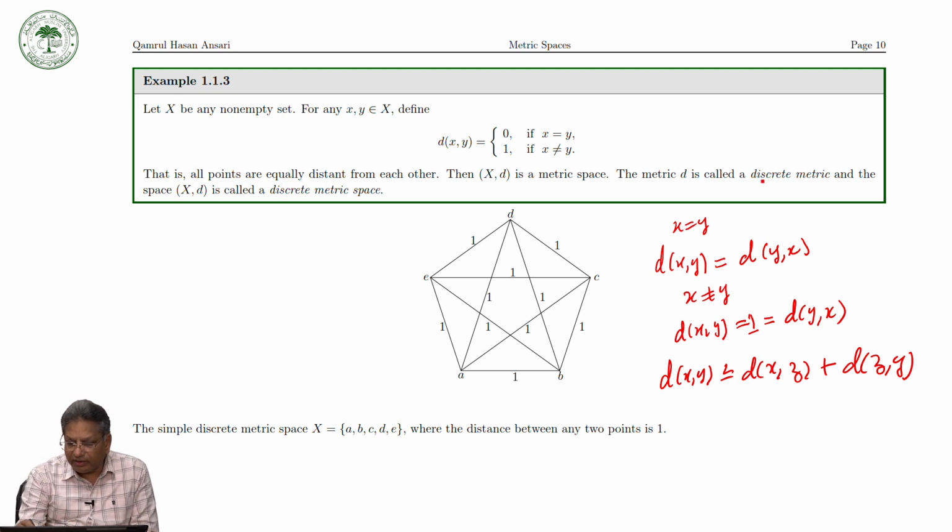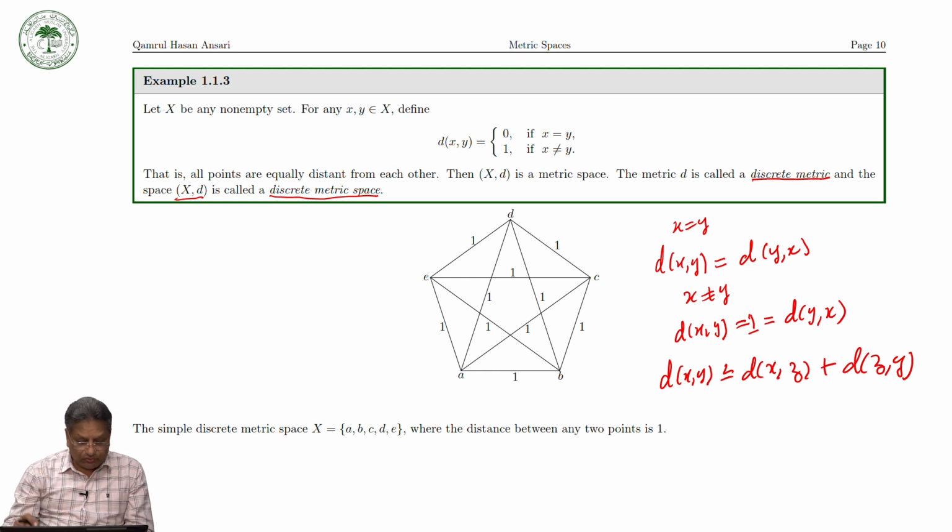It is called a discrete metric. This is very important. Keep in mind, we always use this word, and we will always consider many examples with the discrete metric. So this is called a discrete metric on x, and the set x with the discrete metric is called a discrete metric space. So the set x with a discrete metric is called a discrete metric space.